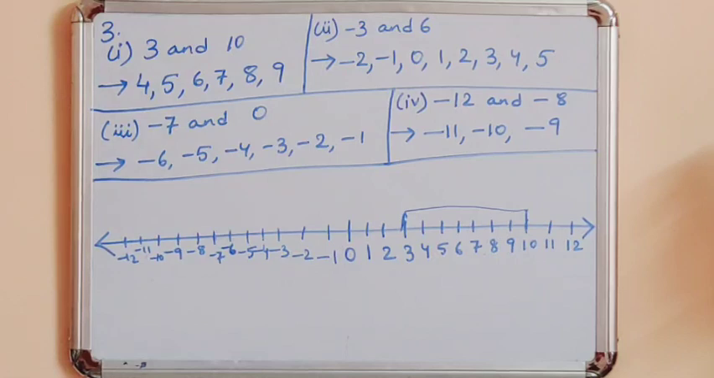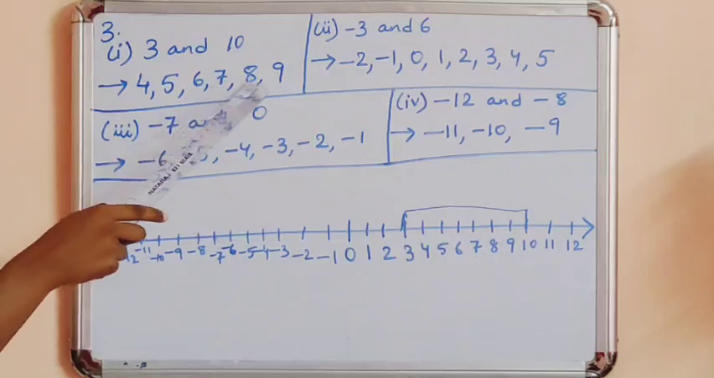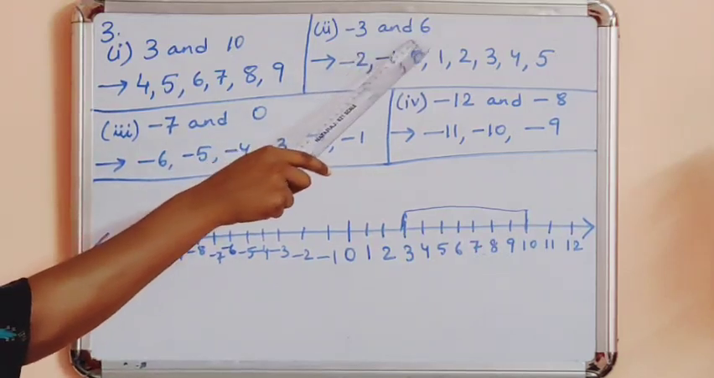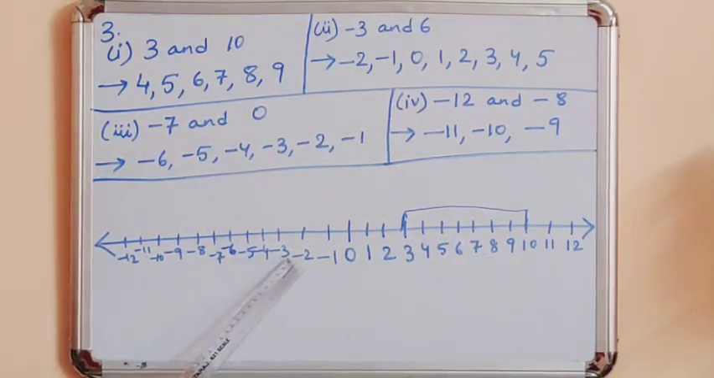The integers that are lying between these two numbers, you have to write those numbers in the answer. So the integers between 3 and 10 are 4, 5, 6, 7, 8, 9. Now the next one, minus 3 and 6. So the integers lying between minus 3 and 6.